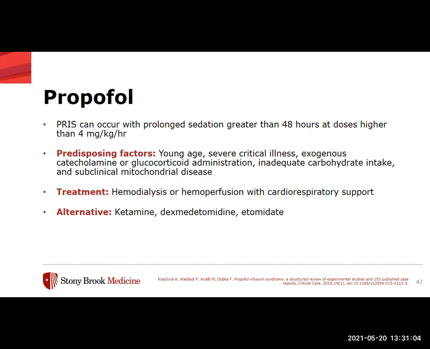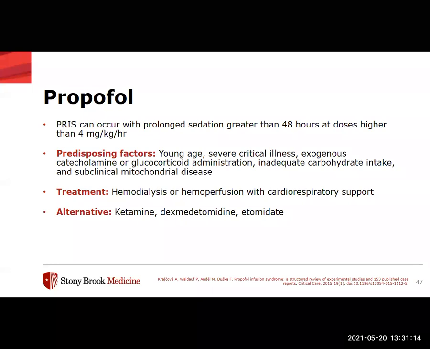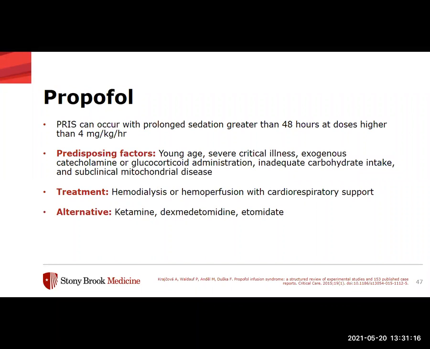Currently, propofol is indicated for ages as young as 2 months old for maintenance sedation and 3 years old for induction, and this plays into our next piece, which is predisposing factors. So the predisposing factors for PRIS include young age, which we spoke about, severe critical illness of the central nervous system or respiratory origin, exogenous catecholamine or glucocorticoid administration, inadequate carbohydrate intake, and subclinical mitochondrial disease.